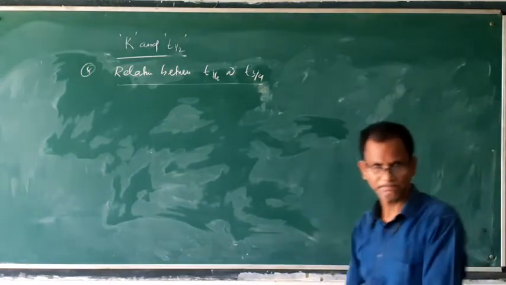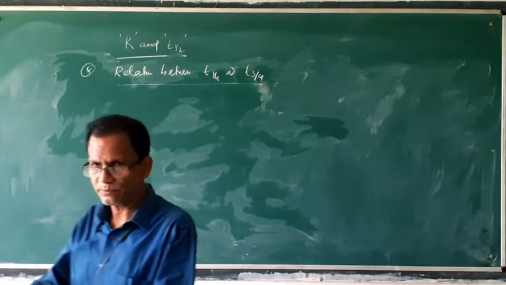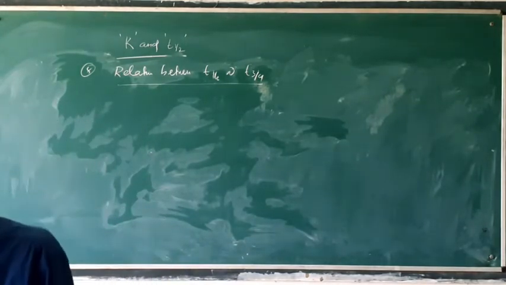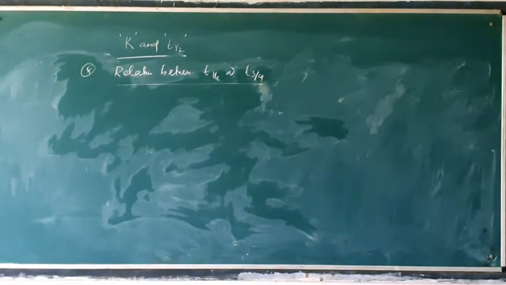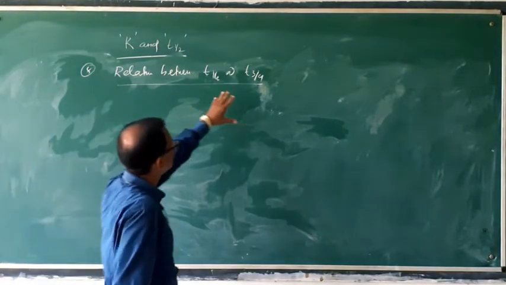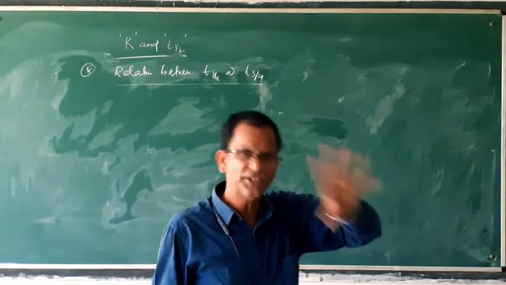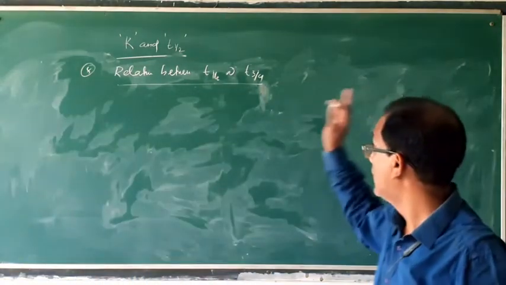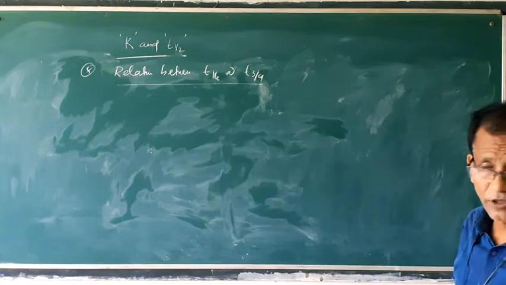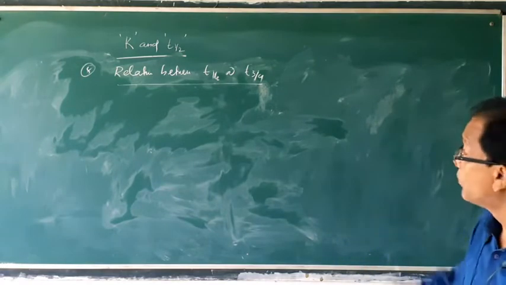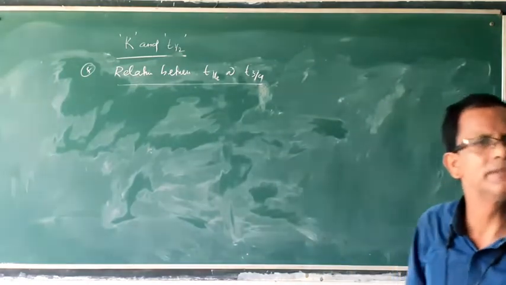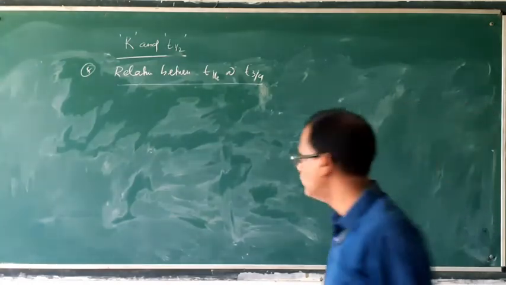What is the relation? When you start the reaction, first T half, how much time is taken? Then the second T half. So T 3/4 and T half: it is the time taken for this much consumption. For half, 50% consumption, the time is T half. For 3/4 consumption, the time is T 3/4. What is the relation? We will derive this.